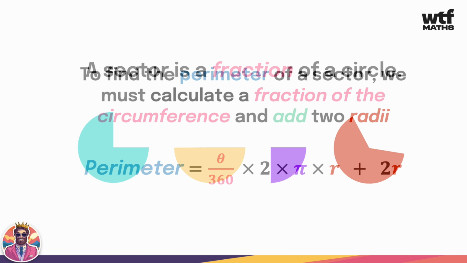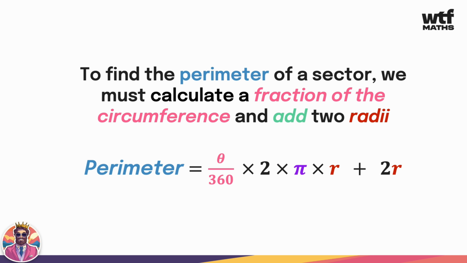Now to find the perimeter of a sector, we must calculate a fraction of the circumference and then add 2 radiuses, or radii, at the end. Now this is way simpler than it seems. Don't freak out when you see this formula. This bit here, 2 pi r, that's just the circumference of a normal circle. We're going to find just a fraction of that, so a fraction of a normal circle, and then at the very end, add 2 radiuses on the end.